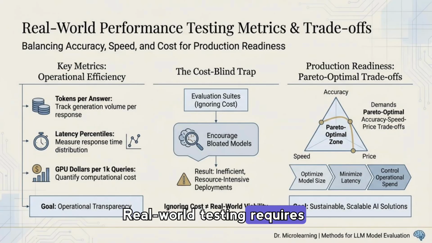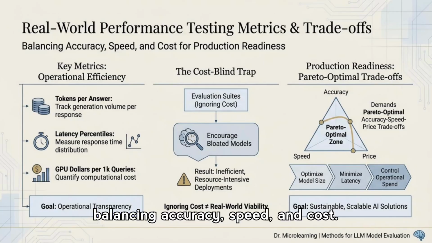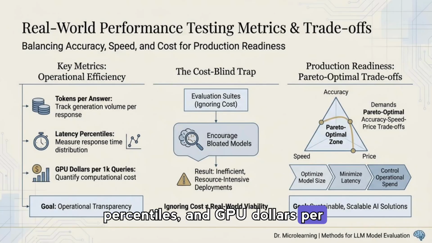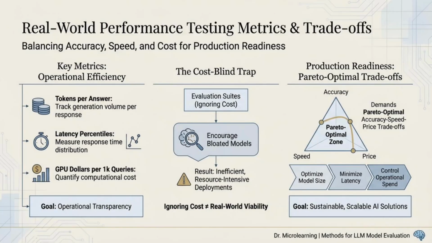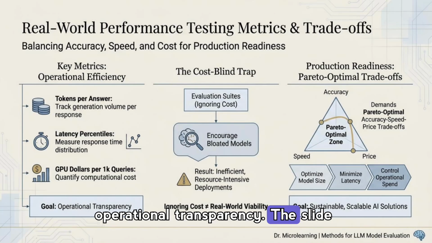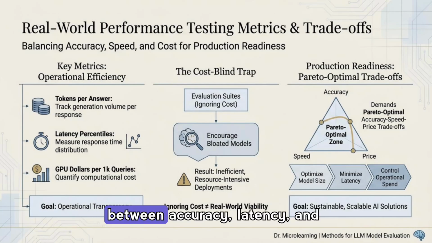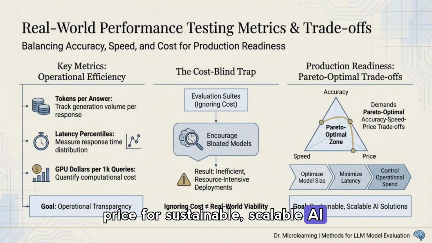Real-world testing requires balancing accuracy, speed, and cost. Key operational metrics include tokens per answer, latency percentiles, and GPU dollars per 1,000 queries, all aimed at operational transparency. The slide warns against the cost-blind trap of bloated models and recommends seeking Pareto optimal trade-offs between accuracy, latency, and price for sustainable, scalable AI deployments.